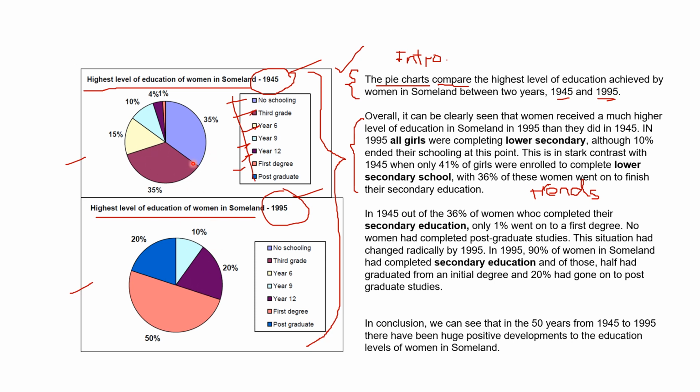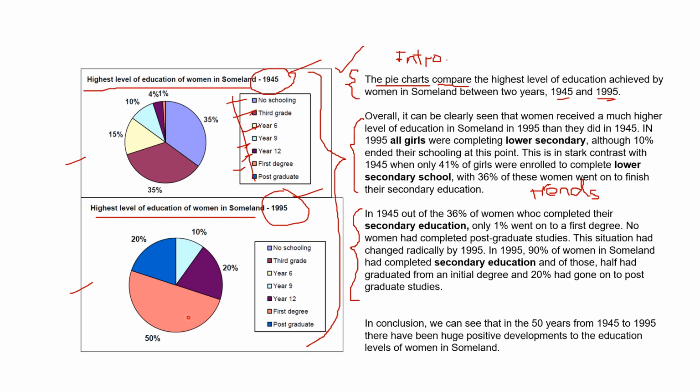Now, is there anything else to mention? So this writer or whoever wrote this would like to highlight some more. And here's another example paragraph. In 1945, out of 36 women who completed their secondary education, only 1% went on to get a first degree. No women had completed postgraduate studies. This situation had changed radically by 1995.